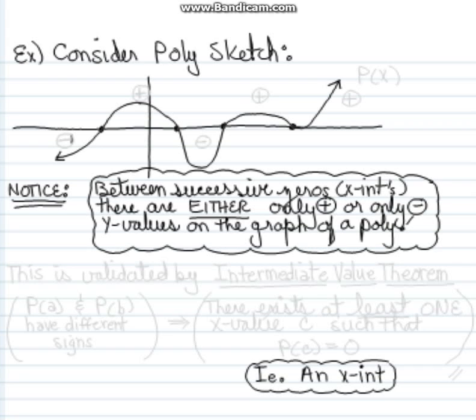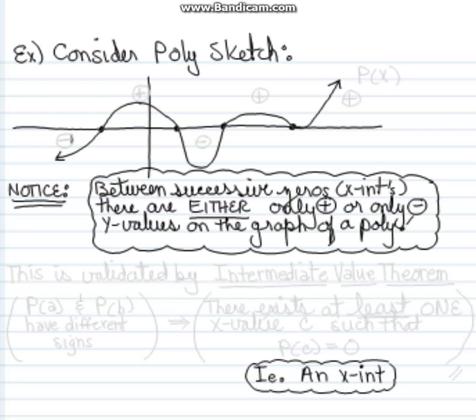Consider this sketch of the polynomial y equals p of x. You can see I've labeled these points that are the x-intercepts, the points where the graph crosses the x-axis. So these points represent x values that are roots, otherwise called zeros, of the polynomial. And what I want you to notice is that between each successive zero, or x-intercept, there is going to be either a positive or negative y values exclusively in that region in between.